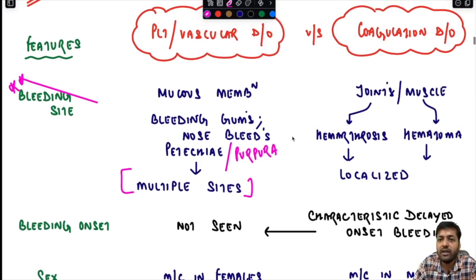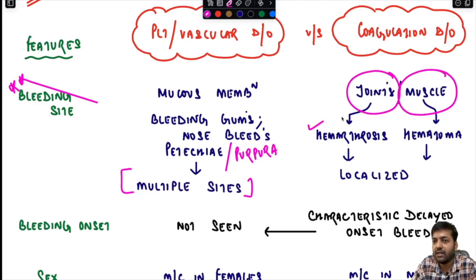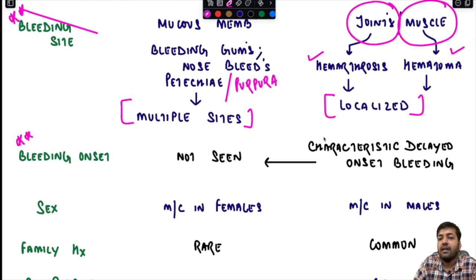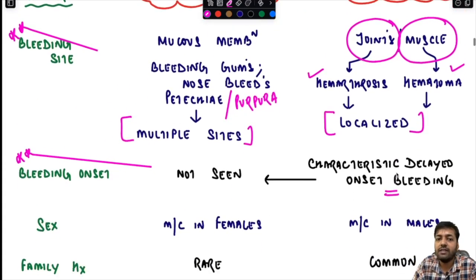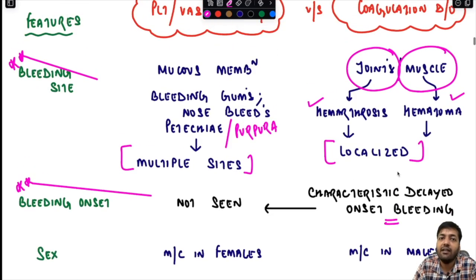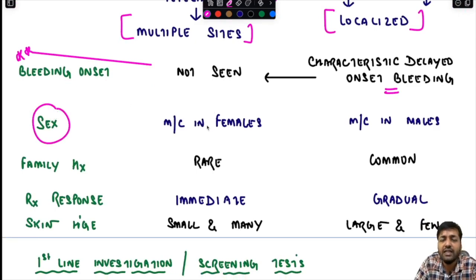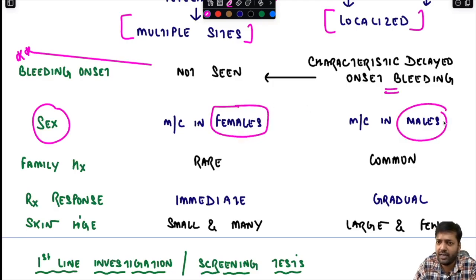Whereas in case of coagulation disorder, the bleeding sites are limited to the joints and muscles. As you know, bleeding into the joints is called hemarthrosis, whereas that into the muscles is called hematoma, and bleeding is localized. Coming to the bleeding onset, as I told you, characteristic delayed onset of bleeding is seen in coagulation disorders, whereas delayed onset of bleeding is not seen in bleeding secondary to platelet or vascular disorder. If you look at the sexual predilection, bleeding secondary to platelet or vascular disorder is more common in females, whereas that because of coagulation disorder is most common in males.